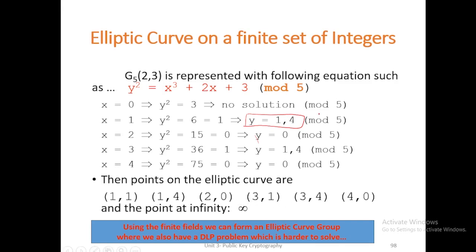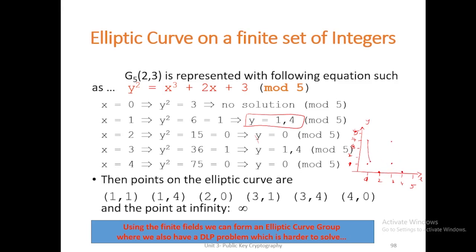So let us take the graphical representation of those points. So consider this is the x-axis and the y-axis. The values are 0, 1, 2, 3, 4. Here also it's 1, so it starts from 1 onwards: 1, 2, 3, 4, 5. Here also 1, 2, 3, 4, 5. So the points are (1, 1), (1, 4), (2, 0), (3, 1), (3, 4) and (4, 0).